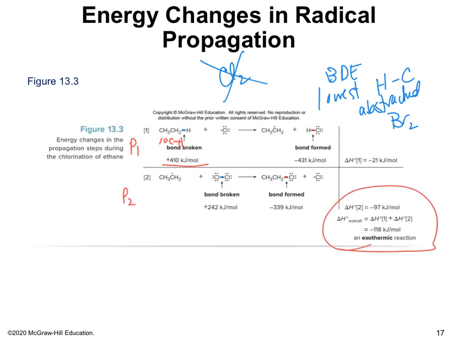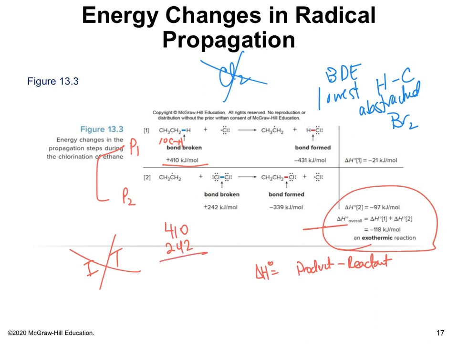When you did your delta H overall, where you take your products minus your reactants, you do this for only the propagation steps. You do not include initiation or termination. So delta H equals products minus reactants. Here you add all this up. Here are your reactants, 410 and 242. Then here you have the bonds formed, which is always going to be negative, exothermic. So you have negative 431 and negative 339. When you add these together, you get an exothermic reaction of negative 118.